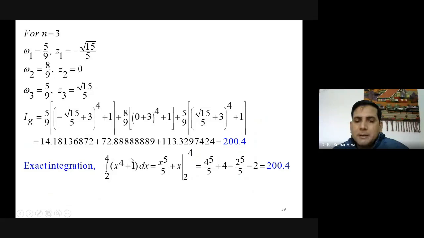Exact integration: if you want to integrate this, you will get x^5 by 5 plus x, and you want to evaluate it from 2 to 4. If you substitute that, your exact integration is this, the analytical one. So you see, compared to the analytical one, the numerical integration by this 3-point quadrature is 100% the same, without any error.